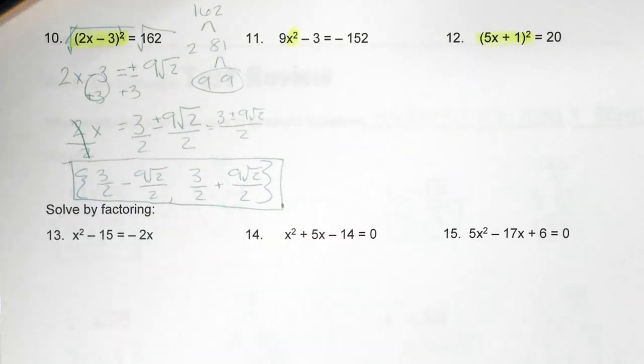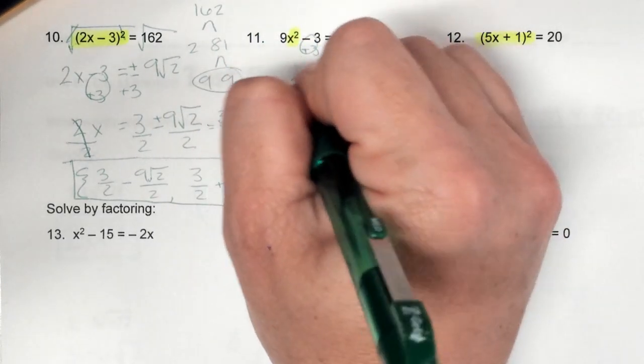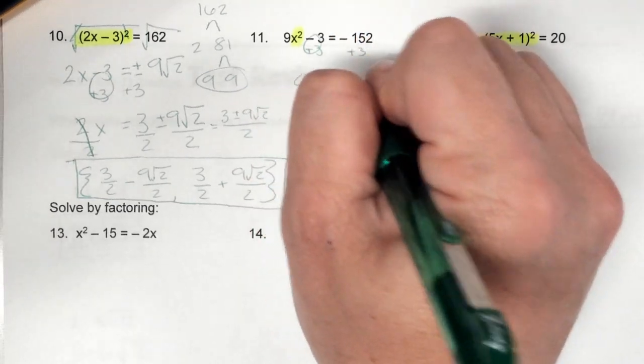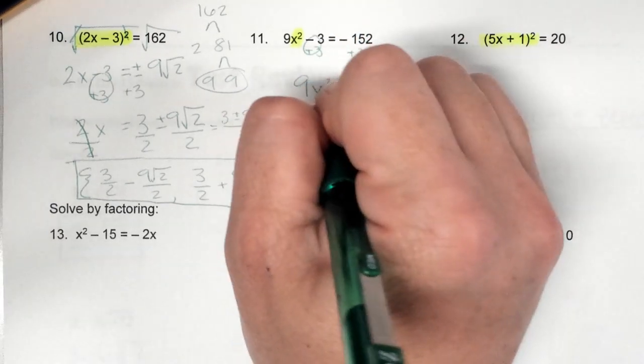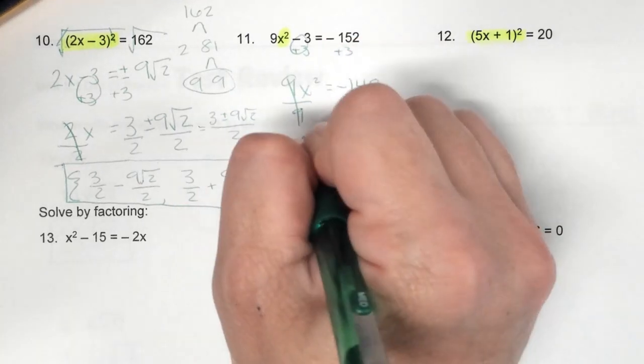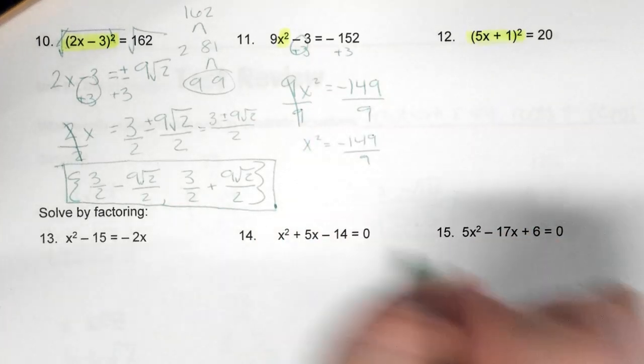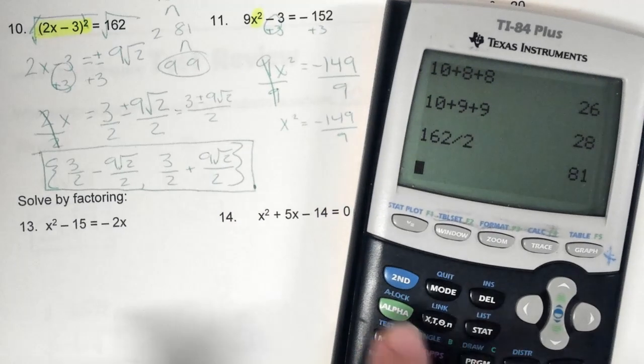Okay, looking at number 11, what's squared is not alone. So I'm going to add 3 to both sides. This one's a weird one. I get 9x squared equals negative 149. Divide both sides by 9 to get what's squared alone. And I get x squared equals negative 149 over 9. That does not simplify. You can check in your calculator.